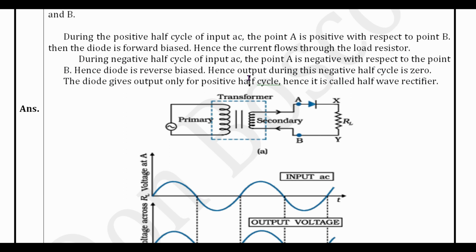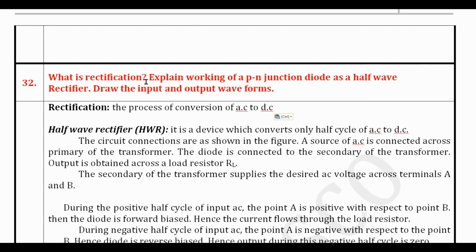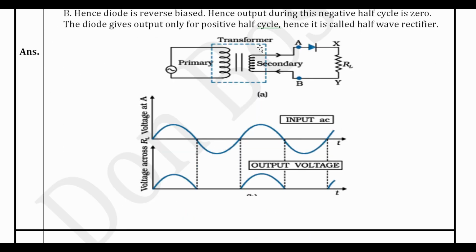Next, you can write one more line: this cycle continues. Whenever this point A is positive, the diode gives output. Whenever the point A is negative, the diode does not give any output. So this is about the question, what is the rectification? Explain working of a PN junction diode as a half wave rectifier. Draw the input and output waveform. So this carries marks, input and output waveforms are important, you must write this.